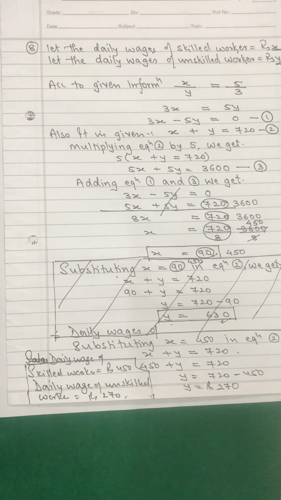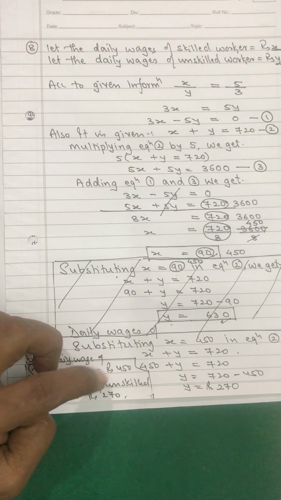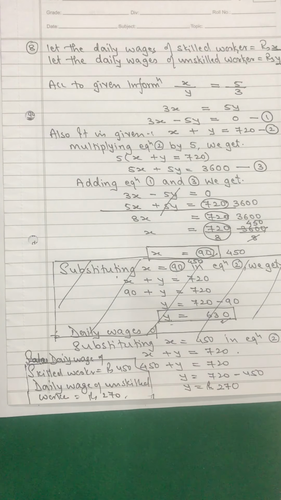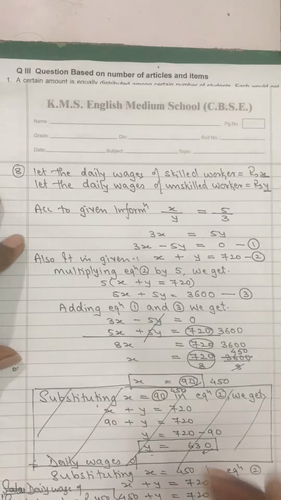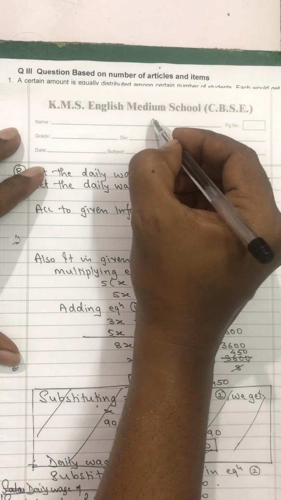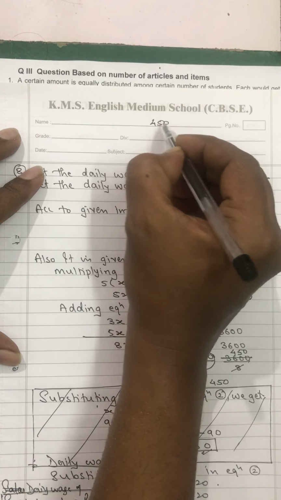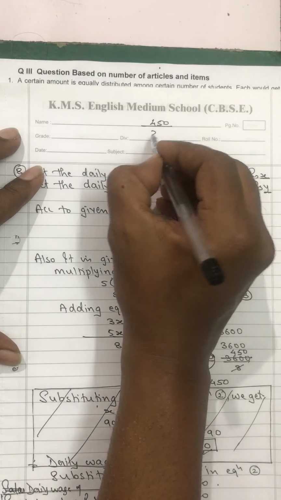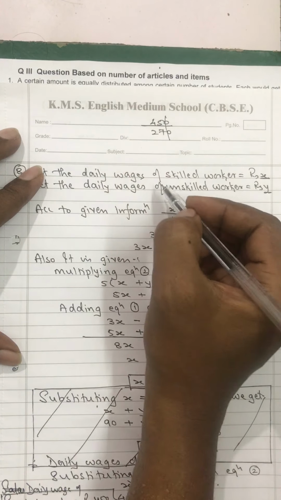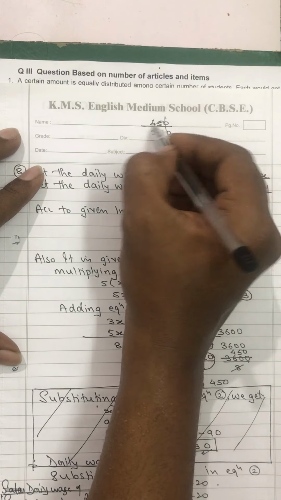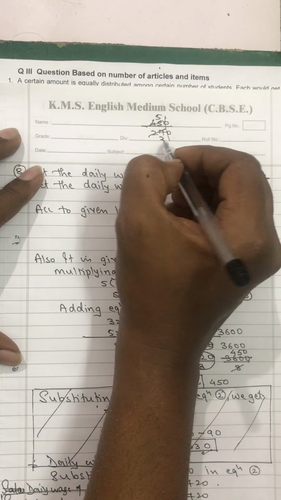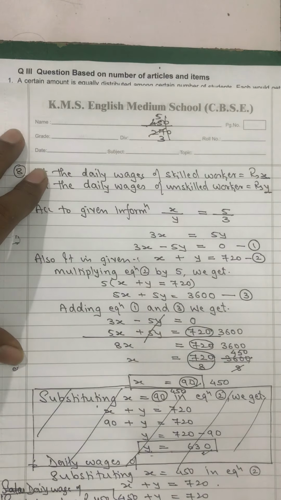Okay, so if you will see the difference, if I add these two, 450 plus 270 will definitely be 720. But if you take the ratio of the two, they are in the ratio 450 upon 270. Zero zero gone. This is 9 fives are 45, 9 threes are 27, so 5 upon 3 is the ratio.